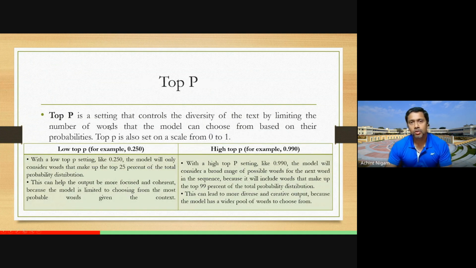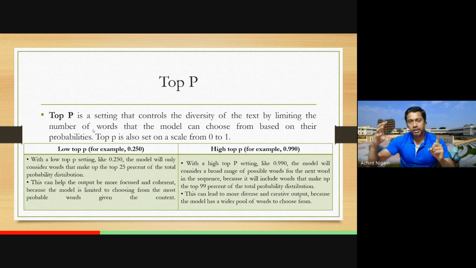Now coming to top P. P again stands for probability. What is happening is that when the model is trying to choose the next word, say it is at word number 1, to get word number 2 it has a pool of many words that can come as word number 2. So this P, or the probability, decides how that pool is reduced or expanded. Let us say there are 1,000 words that can come after the first word.